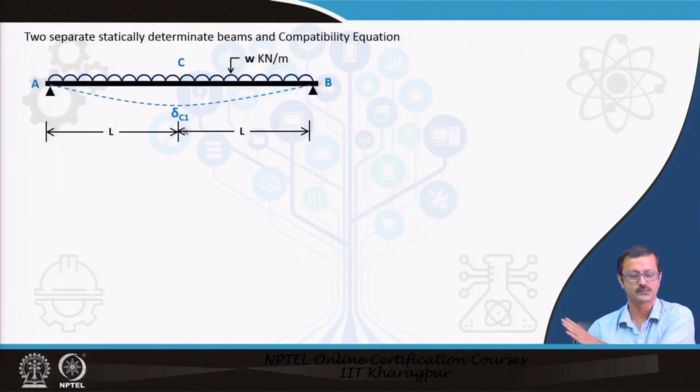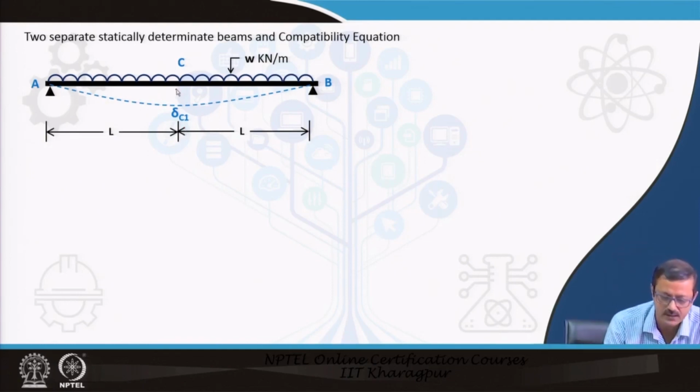So, what I did, I removed the support C, and I say that this 2L portion is simply supported, and I can find the delta C, the mid-span deflection, because of the UDL.